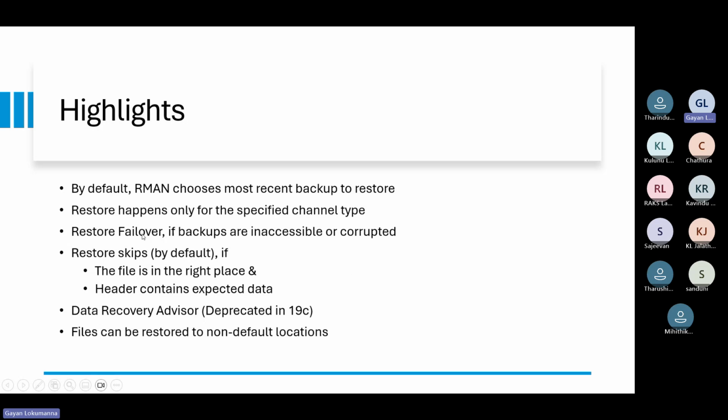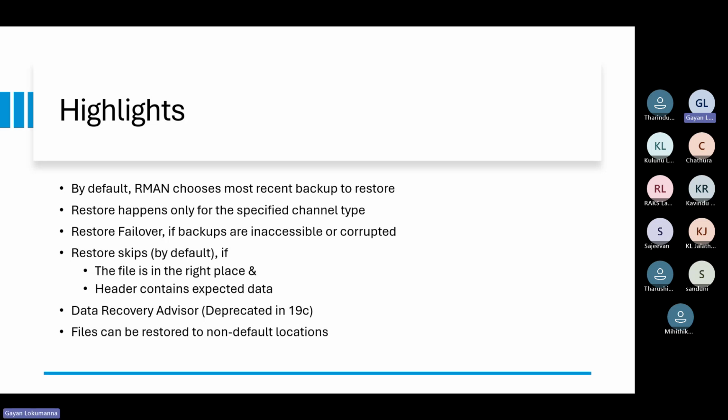And then it can also do a restore failover, meaning the most recent backup, right? When you really want to restore, it will try to restore, but there could be some inconsistencies such as corruptions or inaccessibility where the backups are not really available. So in such case, it can always fall back to a previous backup, right? So it will keep on going back to previous backups as long as they are being cataloged.